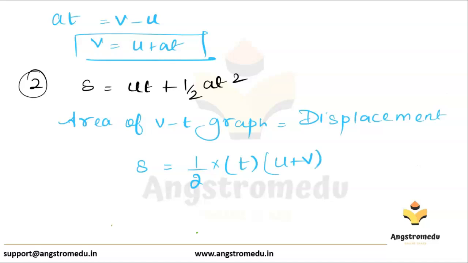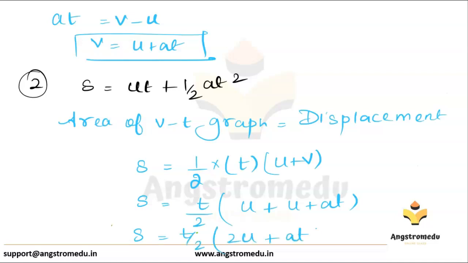We have to substitute v in terms of a. So s equals t by 2 into u plus v. V is actually u plus at, so s equals t by 2 into 2u plus at. If we solve this, we get s equals ut plus half at square. So we get the second equation of motion.